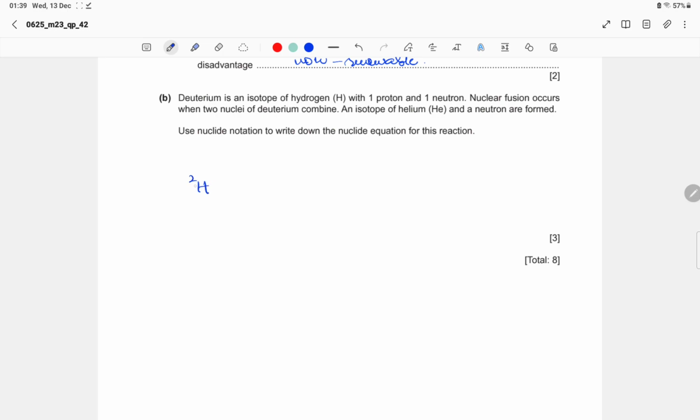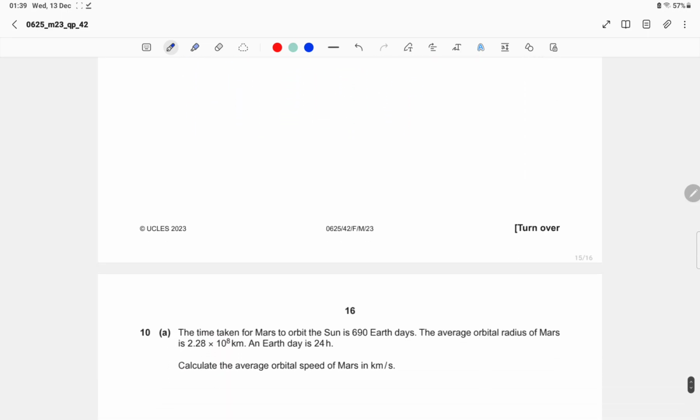Okay, deuterium is an isotope of hydrogen with one proton and one neutron. This nuclear fusion occurs when two nuclei of deuterium combine and an isotope of helium is going to form. Use the nuclear notation to write down this equation. So this is the equation that you are looking for.